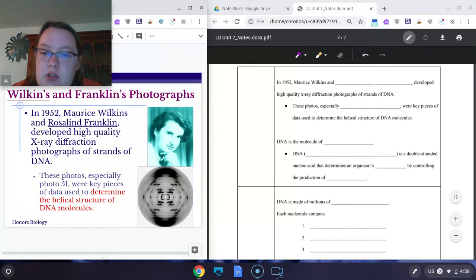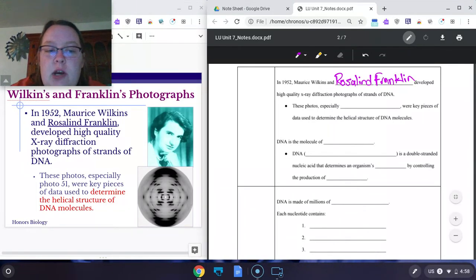So again, this goes back to scientists doing their work in the lab. Two individuals, Wilkins and Rosalind Franklin, worked to take X-rays of DNA. They would take tons and tons of X-rays of DNA, and they got this image here. This is an X-ray of DNA.